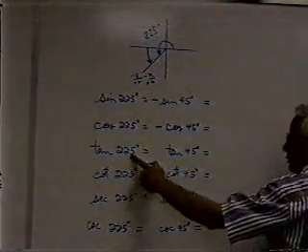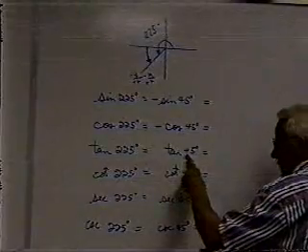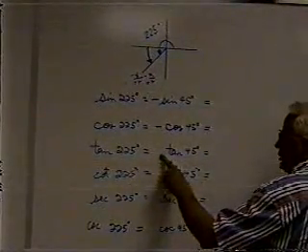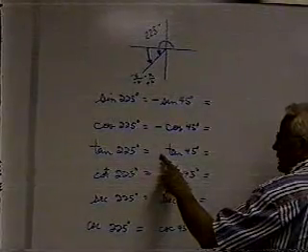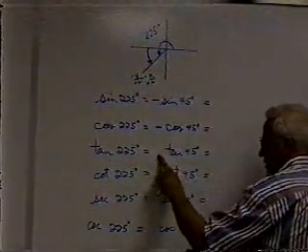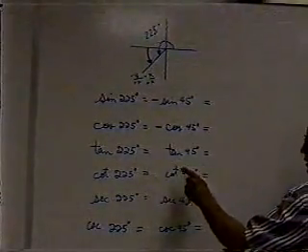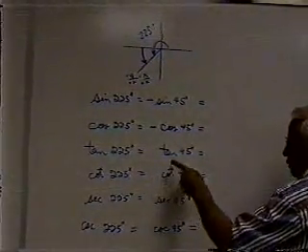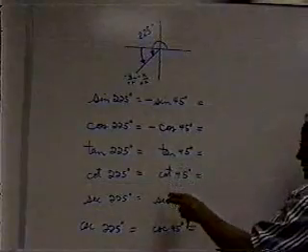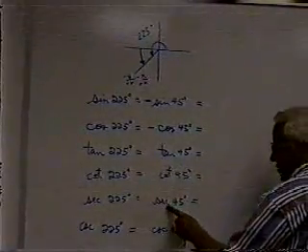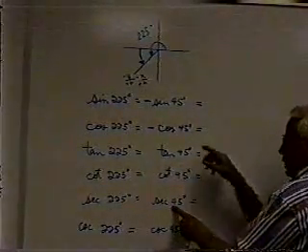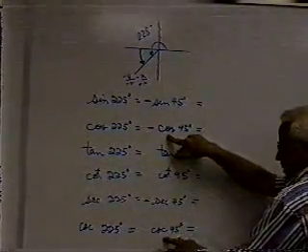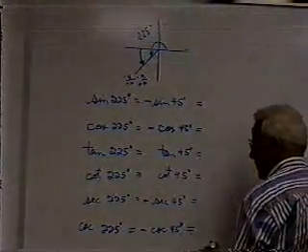Tangent of 225 degrees. Tangent of 45 degrees. How far is it from the x-axis? Plus or minus. Tangent is y over x. That's negative over negative, so that's positive. Cotangent, same sign as the tangent, remember, because they're reciprocals. Secant of 225, secant 45, same sign as the cosine, negative. Cosecant, same as the sine, negative.